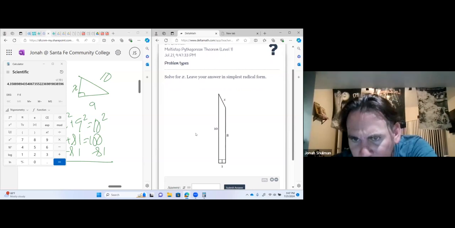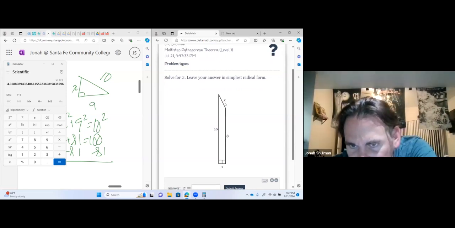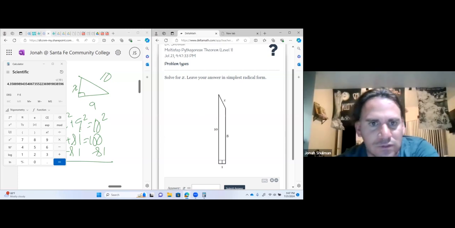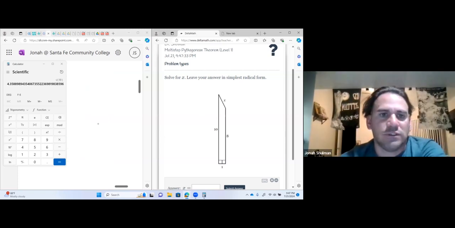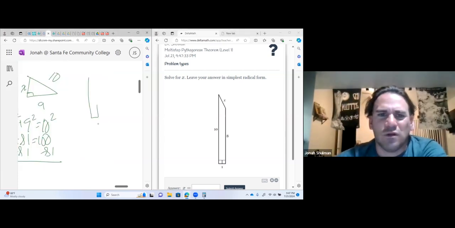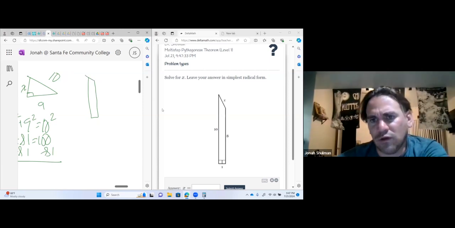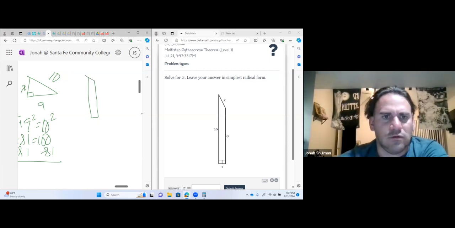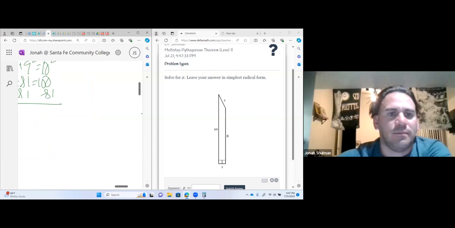So we have to solve for x, which is here. So if I cut this, right? Okay, so this is a good problem. It's a composite shape. You'll see tons of these. You always want to make them look as weird as possible. So if I know this whole thing is 10, I'll try to draw it better.